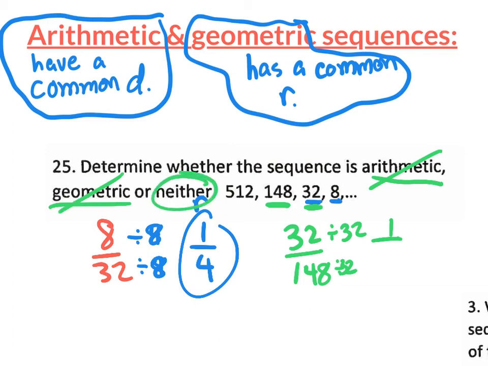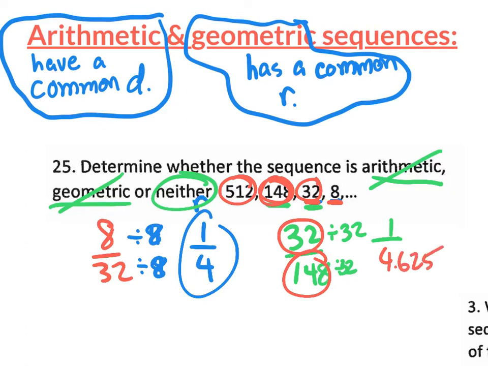Okay, so there's going to be one question like that where you just need to check, do you have a common difference or do you have a common ratio? And when I say common, it has to be in every single term. So if 8 over 32 gave me 1/4, then 32 over 148 should also give me 1/4 if it's a common ratio. Just the same, 148 over 512, that should also give me 1/4 as a common ratio. But as we saw here, when we tried to do 32 over 148, it didn't give us 1/4. It gave us 1 over 4.625, whatever. It's not 1/4.